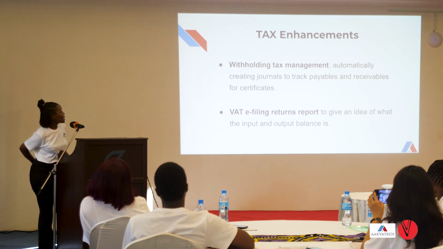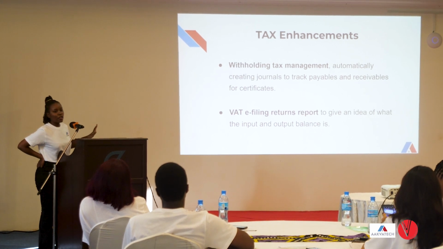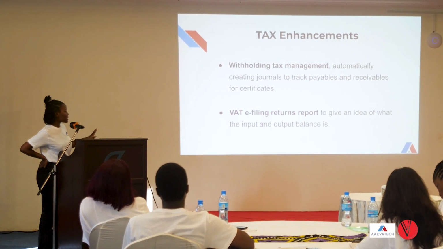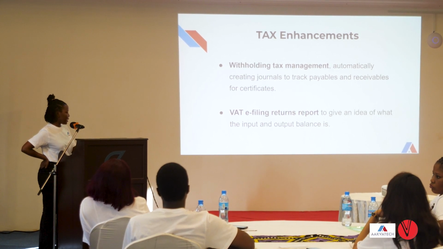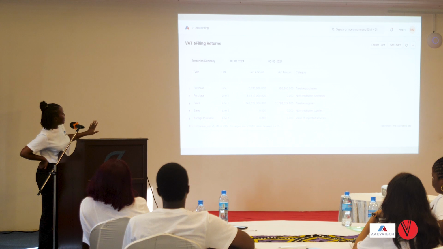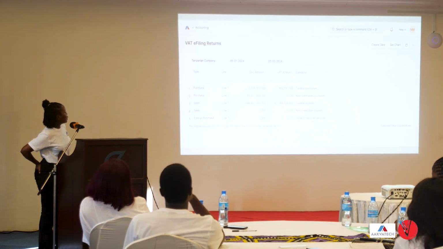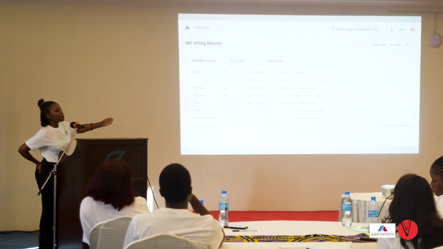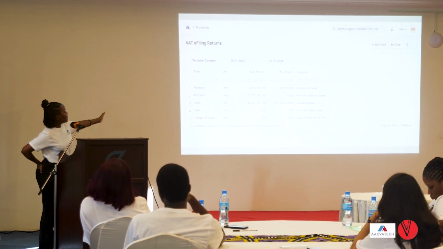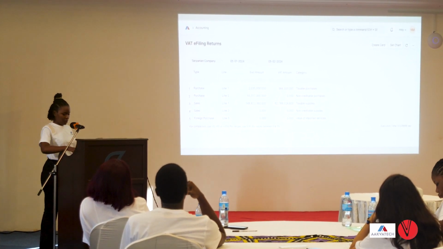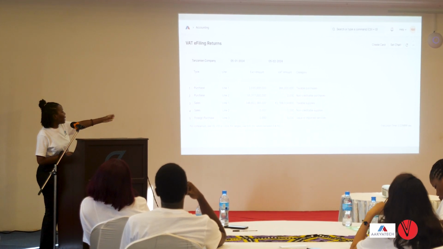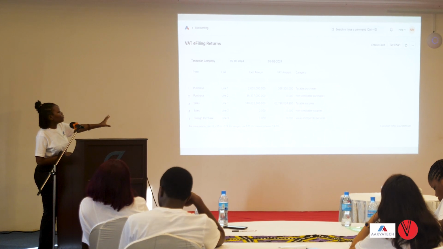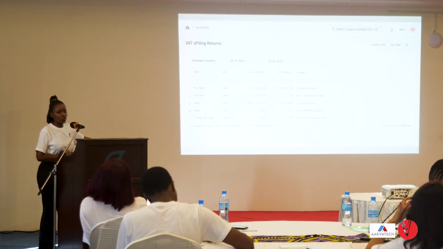Our tax enhancements: we have a withholding tax management, which automatically creates journals to track your payables and receivables for your certificates. We have a VAT e-filing report to give an idea of what the input and output balances are, and I'll just show quickly our VAT e-filing report. It will show you your purchases. You can state what period of time you want to see. In this area, you will see the excluding amount. That's the amount, your total purchases without your tax included, and your tax is shown next to it.